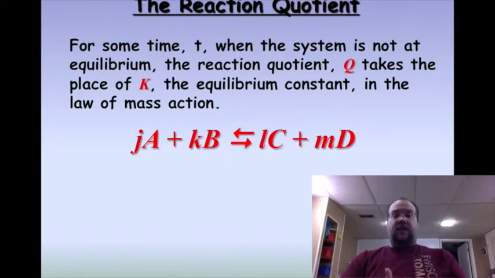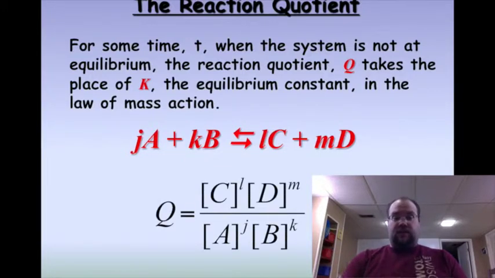The K value is the concentration of my products over my reactants. Q is found the same exact way. Q is my reaction quotient. It's product over reactant. So I have my products, C and D, over my reactants, each raised to whatever the coefficient is. And that's Q. It's found the same exact way as K.